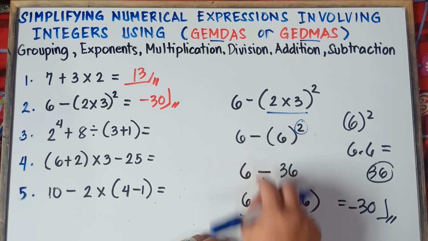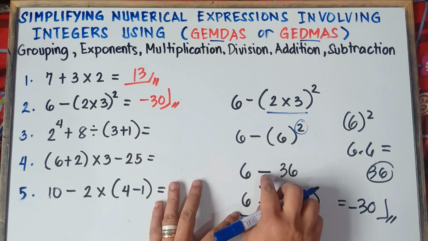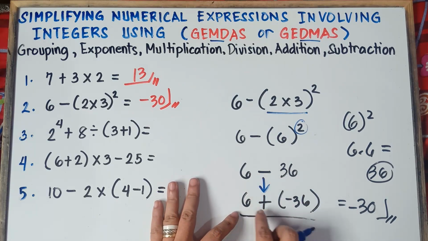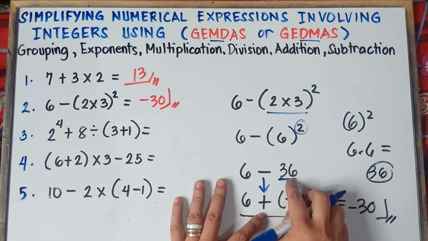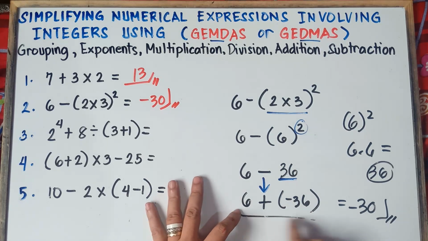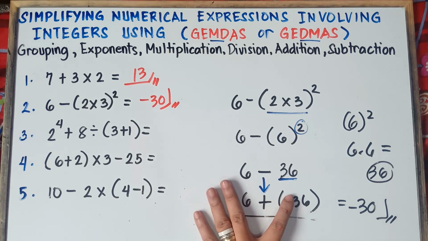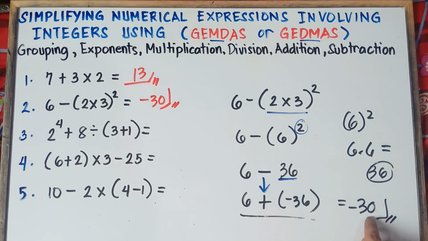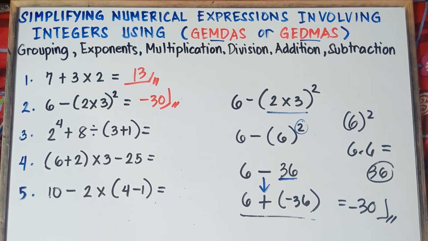Simply copy minus sign. And then rules in subtraction: copy the first integer, you change this minus sign into plus sign. So that would be 6 plus, and then you change the sign of the second integer to its opposite. This is positive 36, it will be negative 36. And then you proceed to the rules of addition. If they don't have the same sign, simply subtract. 36 minus 6, ignore first the sign. 36 minus 6, that's 30. Copy the sign of 36, that's why you have negative 30. Alright, so that's the answer with regards to example number 2, class.